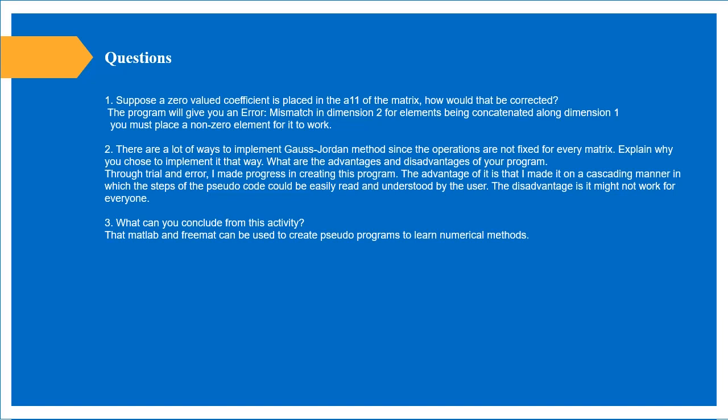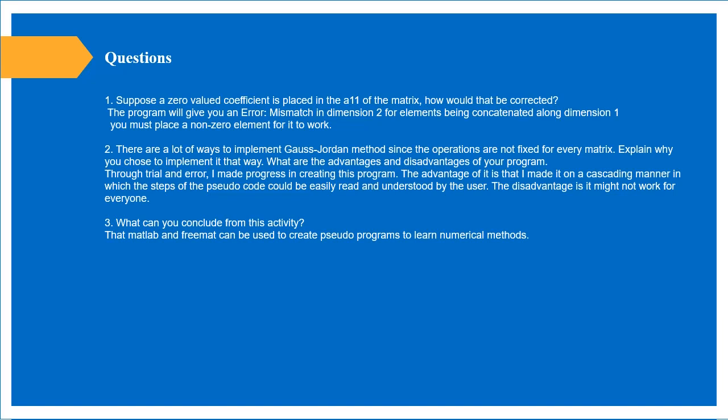Questions. Question 1. Suppose a zero-valued coefficient is placed in the element row 1, column 1 of the matrix. How would that be corrected? The program will give you an error, mismatch in dimension 2 for elements being concatenated along dimension 1, and you must place a non-zero element for it to work.